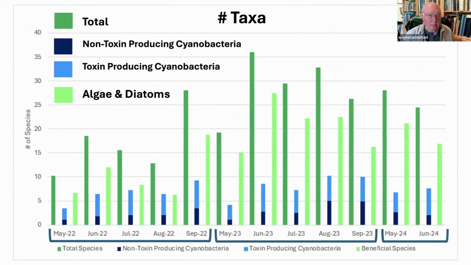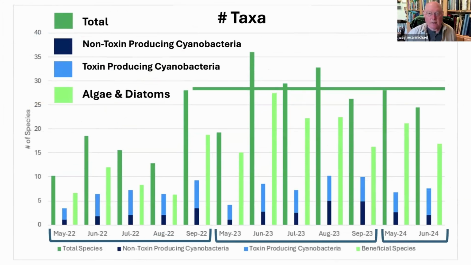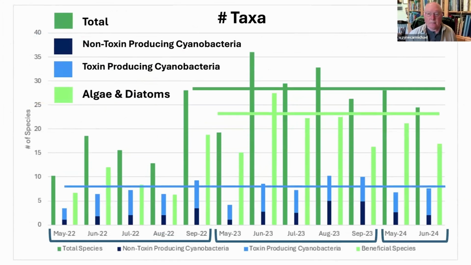toxin-producing and non-toxin-producing cyanobacteria. Okay, looking at the taxa again, the darker green, the total, and the improvement in that total number to June of 2023, May 2023, and 2024, and the improvement in the good algae during that same time period. The cyanobacteria were maintained at about the same level throughout that. So essentially, diversity was much improved, and the diversity was in the direction of the beneficial algae.